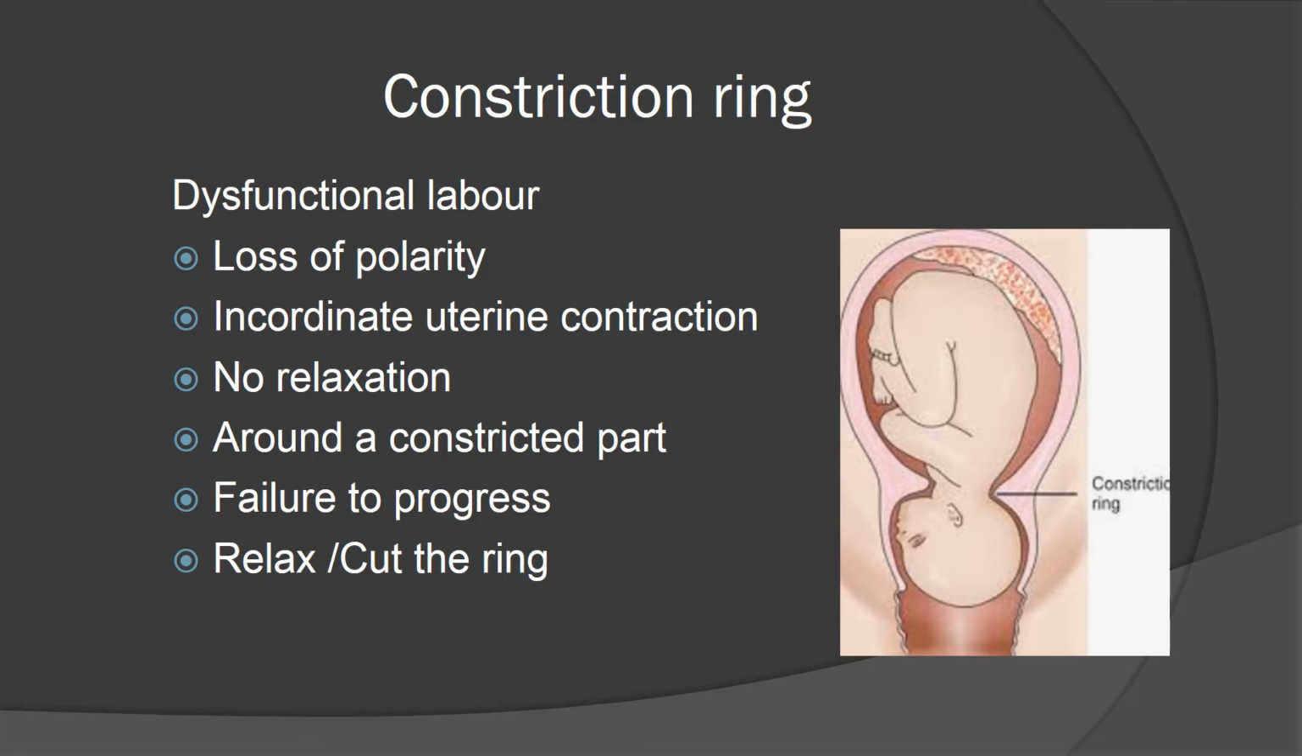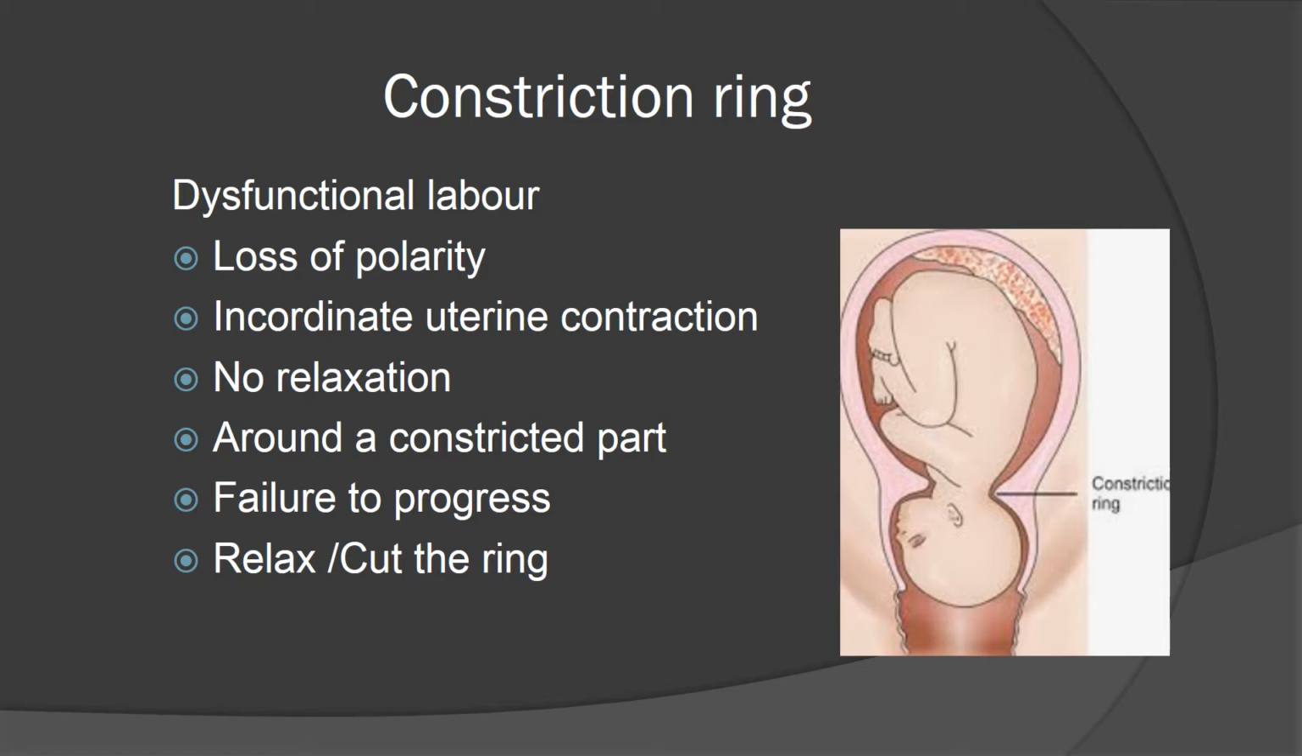This usually occurs around a narrow part of the body, like the neck of the fetus or around the limbs. This will also result in failure of progress or prevent the descent of the fetus. And to effect delivery, you have to relax the contracted part of the uterus by giving a uterine relaxant, or even general anesthesia may be needed.